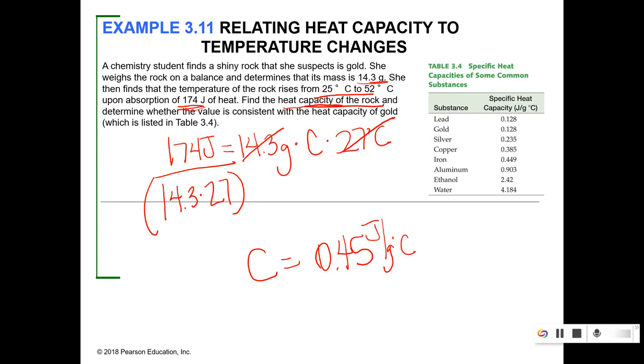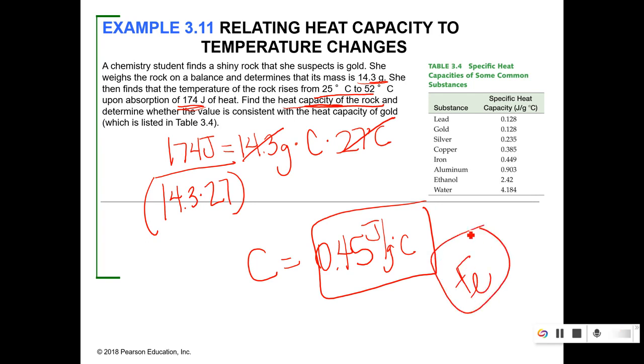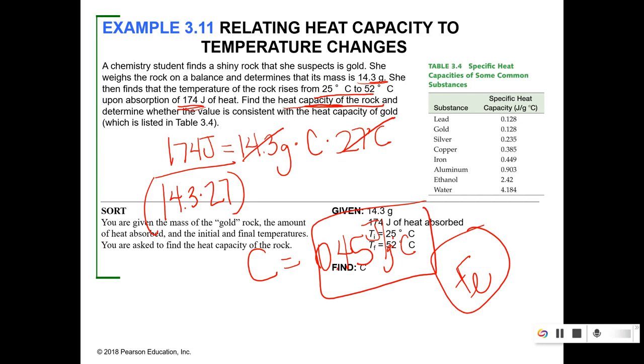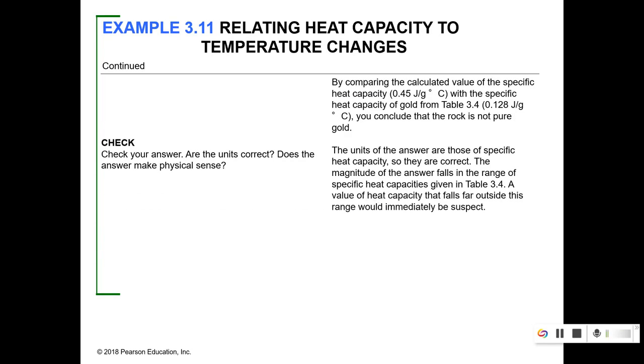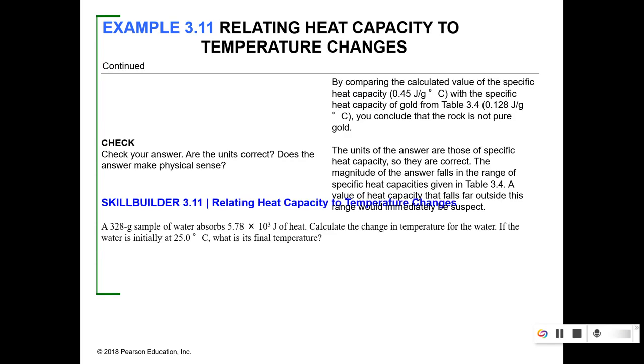And it says, determine whether the value is consistent with gold. So we go to our chart. No, this is not gold. This is iron. Because look, iron is 0.449, which would round to 0.45. Okay, that is all I'm going to do. We've done a good amount.